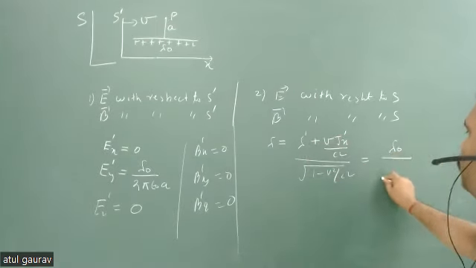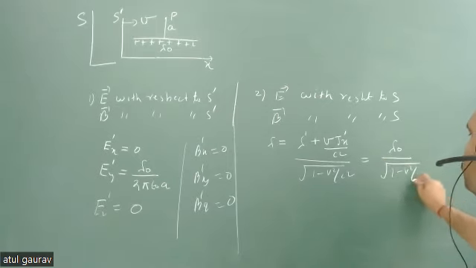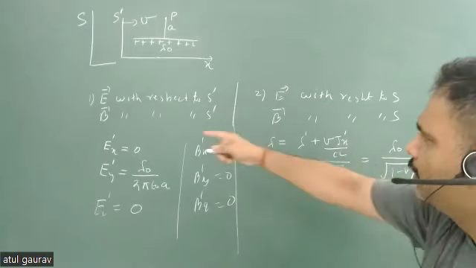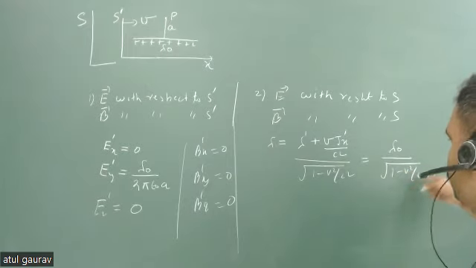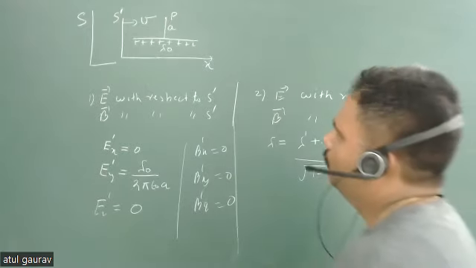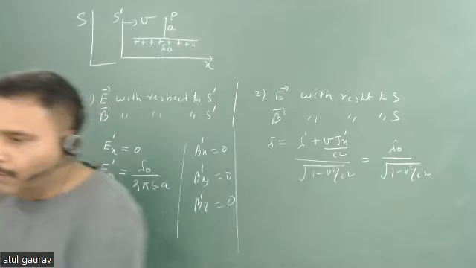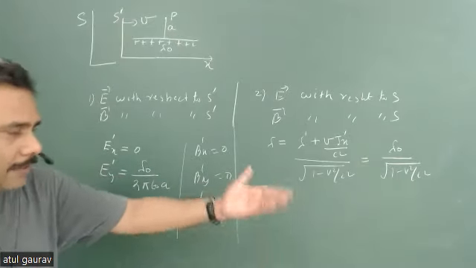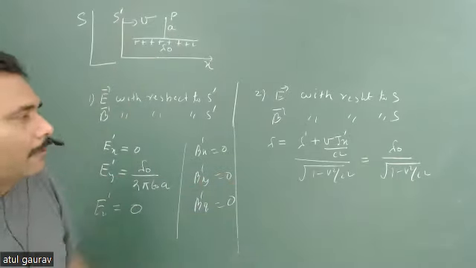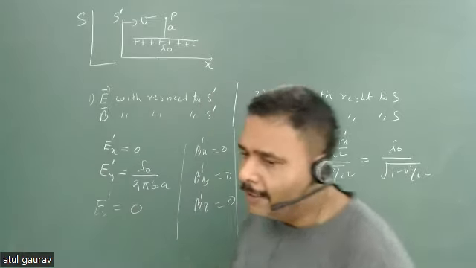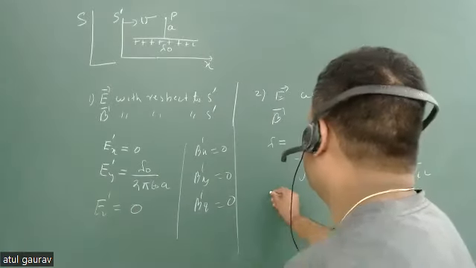Lambda naught, this is 1 minus v square by c square. There is not any current with respect to S dash, so this will be 0. So this is your new charge density. And obviously this charge density will be increased due to this length contraction. And let's try to go for the electric field.